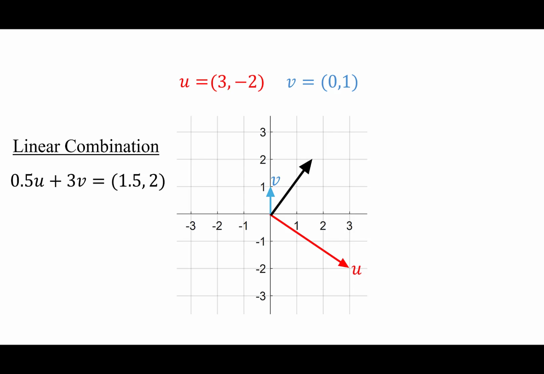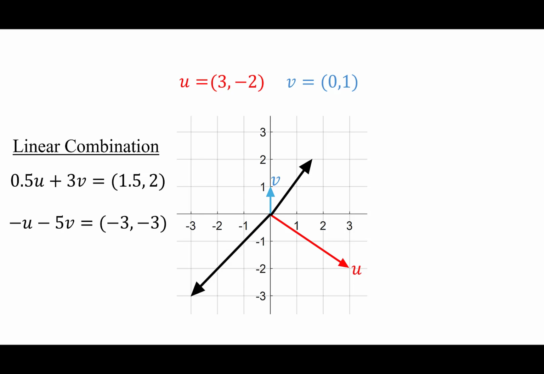So there is the linear combination graphed on the same graph as u and v. Another example would be minus u minus 5v. Right? So minus u would be negative 3, 2. So that'd be minus u. And then minus 5v would be 0, negative 5. And you add those together, and you get the new vector, negative 3, negative 3. Right? So that is plotted there.